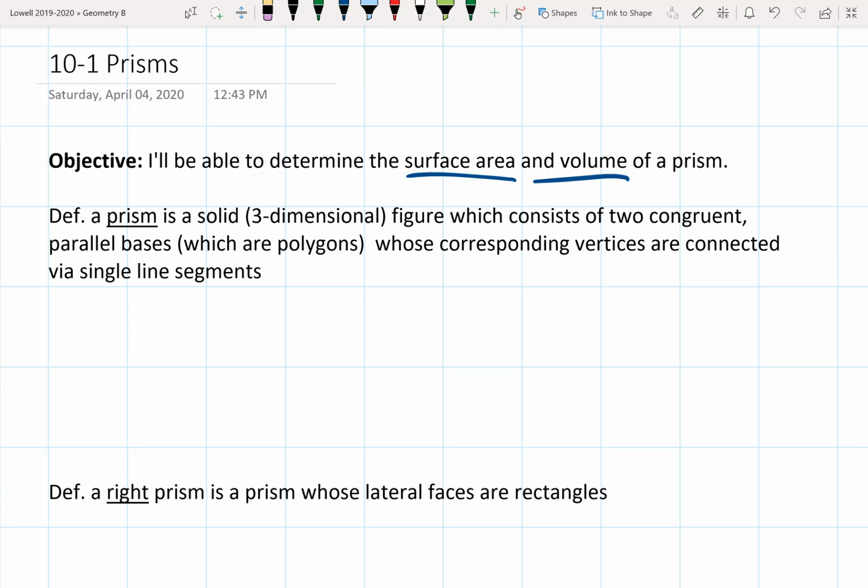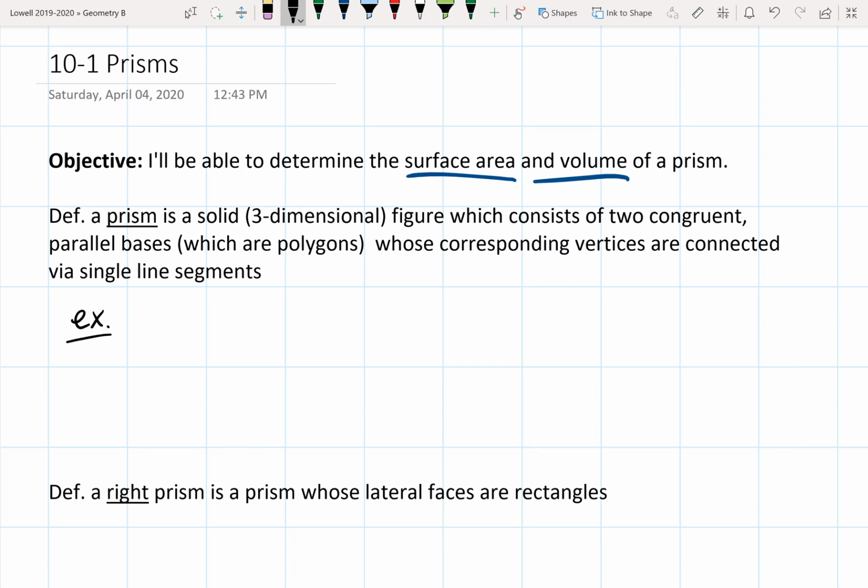Okay, so start off with a quick definition. A prism is just some 3D figure made up of 2 congruent parallel bases. Those bases must be polygons, and their corresponding vertices are connected with line segments. I just want to give you this kind of complicated definition so that there's no mistaking what is and isn't a prism. So here's just some examples and then a non-example, I guess.